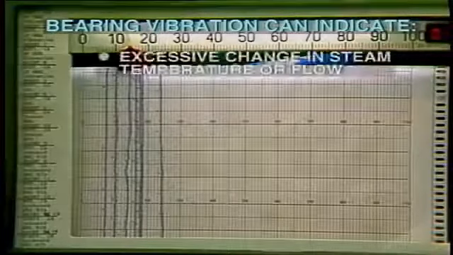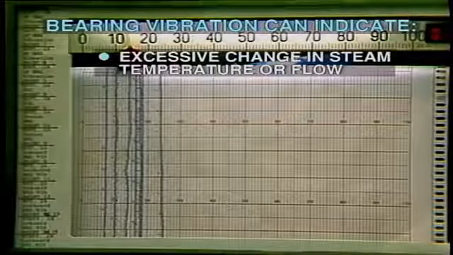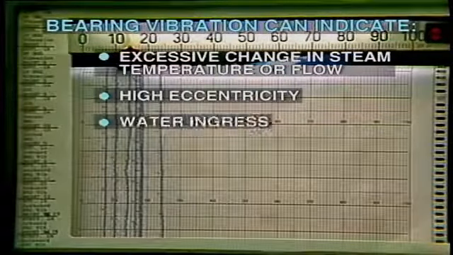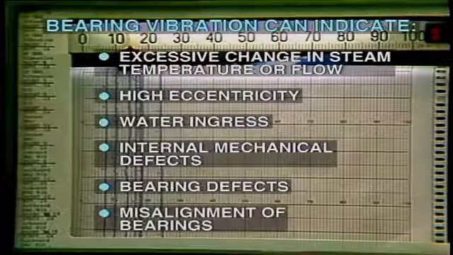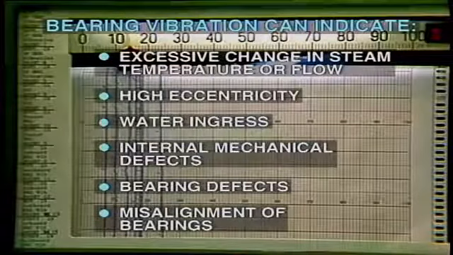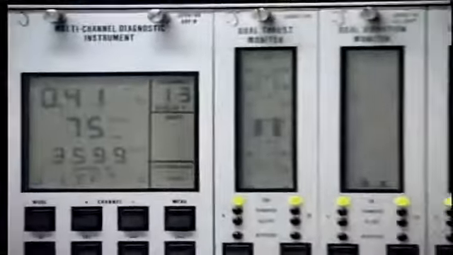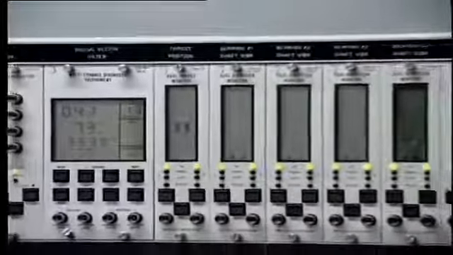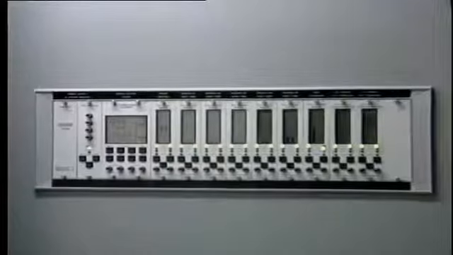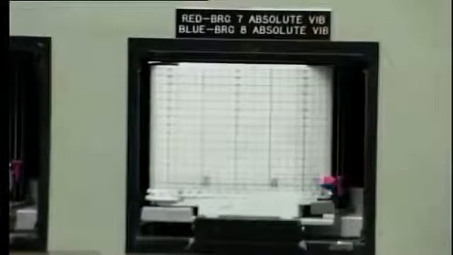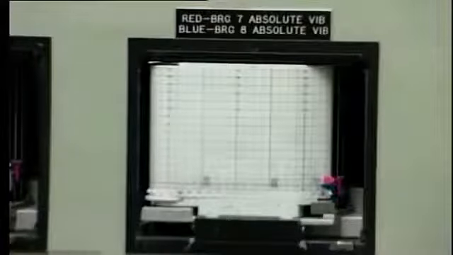We mentioned just now that bearing vibration can be an indication of various turbine problems. These include excessive change in steam temperature or steam flow to the turbine, high eccentricity, water ingress, internal mechanical defects of the turbine, bearing defects, and a change in alignment of the bearings due to a sinking foundation or other bearing support. The vibration on each of the turbine and generator bearings is continuously monitored and recorded. It is important that the operator keep his eye on these reported levels of vibration. Any sudden change will certainly indicate the occurrence of a potential problem.